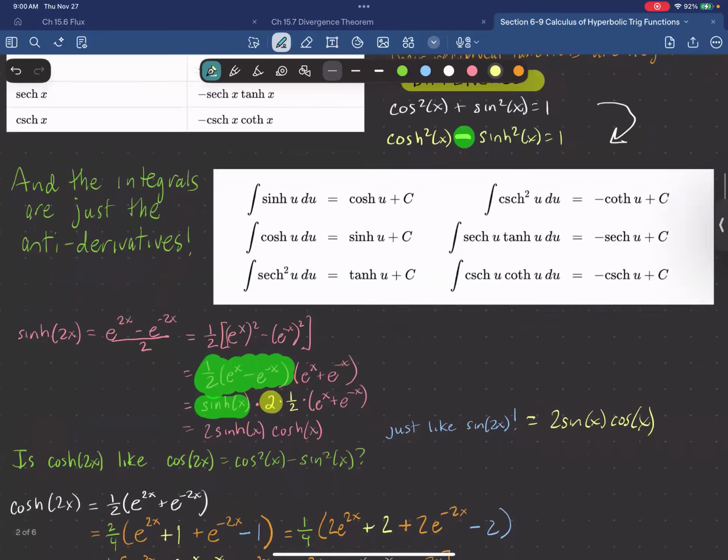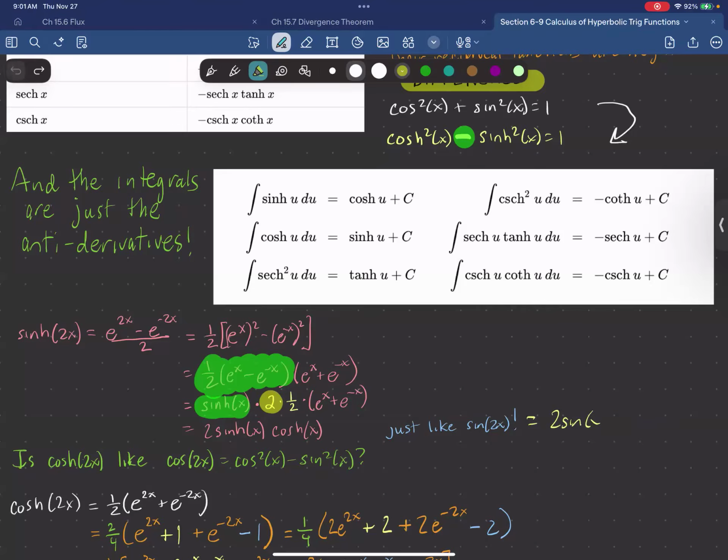Let's work through it. I've got hyperbolic cosine of 2x equals 1/2 e to the 2x plus e to the negative 2x. This is a tricky one to do. So I'm going to add 1 inside. I'm going to subtract 1 inside. I'm going to write 1/2 as 2 over 4. And then I'm going to take the 2 and distribute it in and hit everything on the inside. This is crazy.